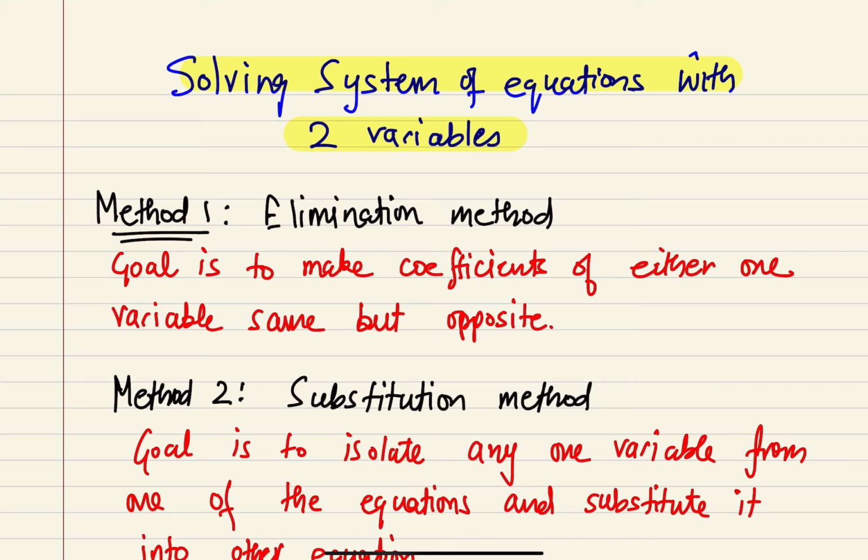To solve a system of two equations in two variables, we have two methods. Elimination method. In this method, the goal is to make the coefficients of either one of the variables the same but opposite. Most commonly, we have equations in x and y variables. So either we want the number in front of x to be the same but opposite, or the numbers in front of y. To make this happen, sometimes we have to multiply one of the equations by a particular number. In some cases, we might have to multiply both the equations by a particular number.